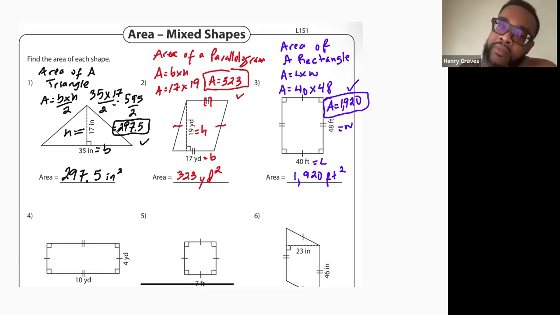So this is going to be my length, or my width. This is my width. This is my length. I'm still going to use the same formula. So my area is going to be 10 times 4, which is 40, right?